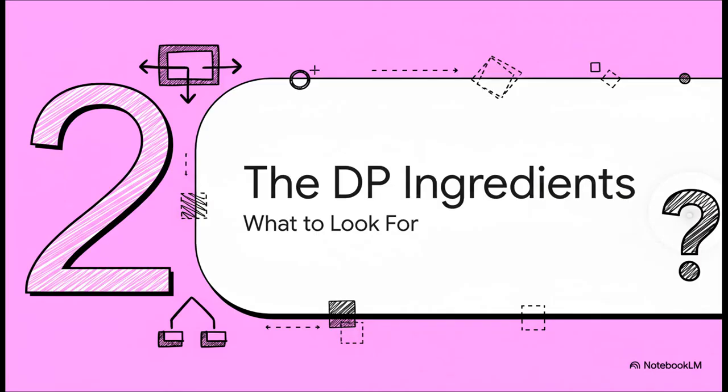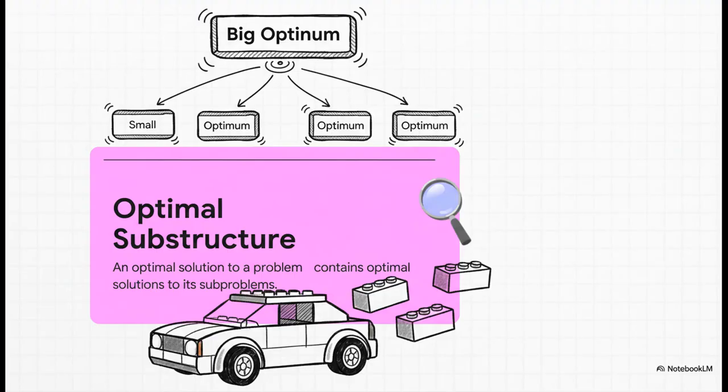Okay, so let's get into it. How does this magic actually work? Well, the entire concept of dynamic programming really just boils down to looking for two key ingredients in a problem. If you spot both of these, it's a huge sign that DP is probably the way to go. Ingredient number one is something called optimal substructure. It sounds fancy, but all it really means is that to find the best overall solution, you first have to find the best solutions for all its smaller parts.